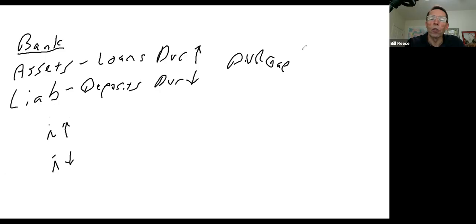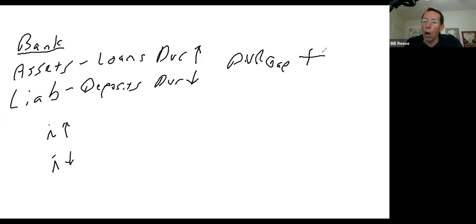Okay. Now, first of all, if we make this assumption that the bank has the same market value of its assets as liabilities, the duration gap for the bank is going to be the duration of the assets, we have just said is high, minus the duration of the liabilities, which we just said was low. So therefore, the bank's duration gap is going to be positive. Bank will have a positive duration gap. So with that positive duration gap, what's going to happen if interest rates go up?